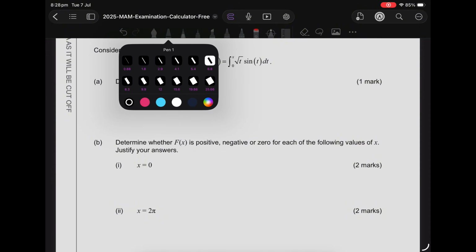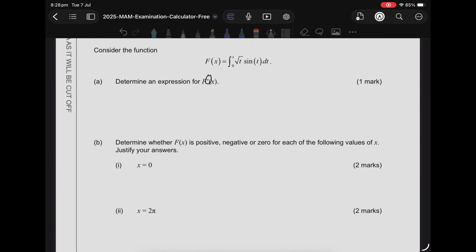Recall that this apostrophe here means the derivative of this capital F of x function. Now, I also want you to take note that this question is only allocated 1 mark. That means you're only expected to do 1 line of working out.